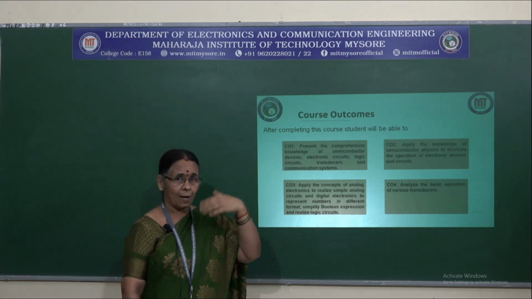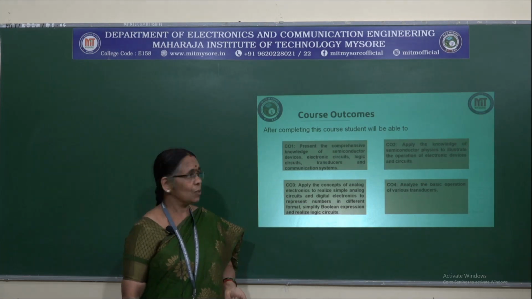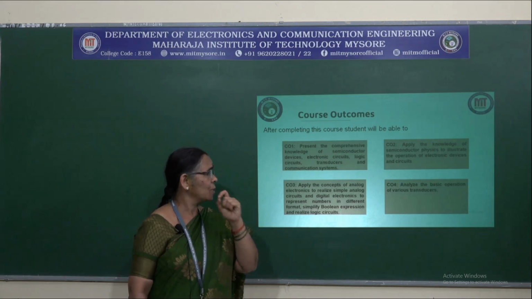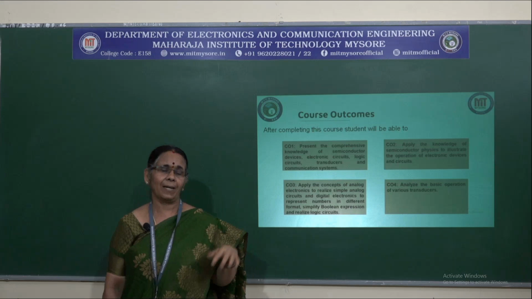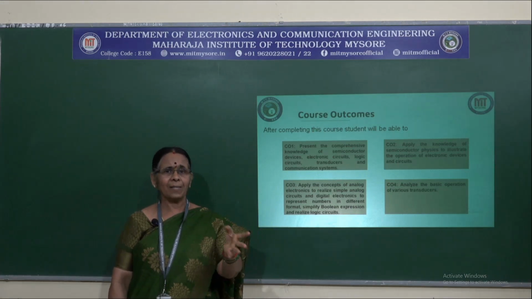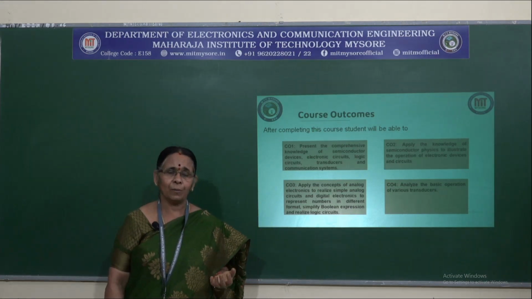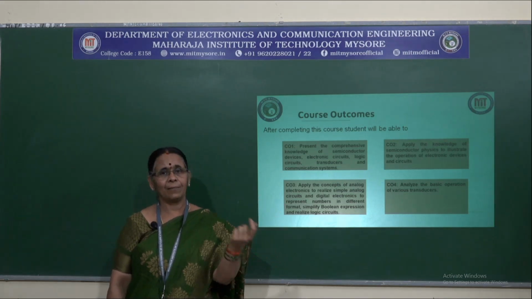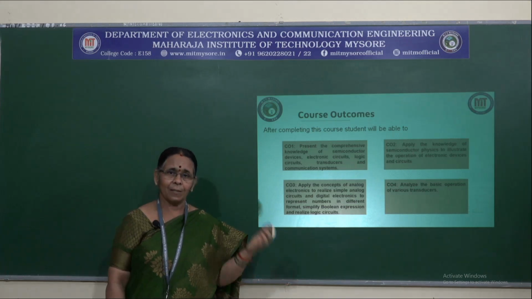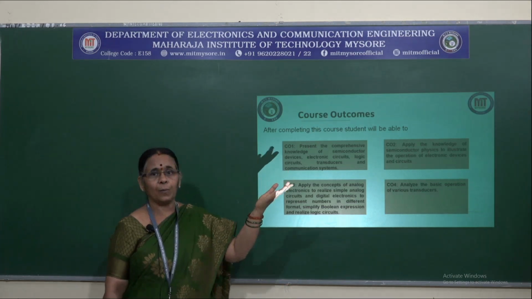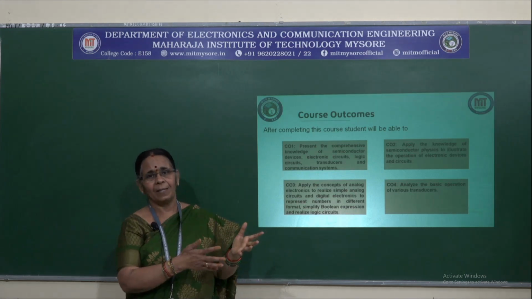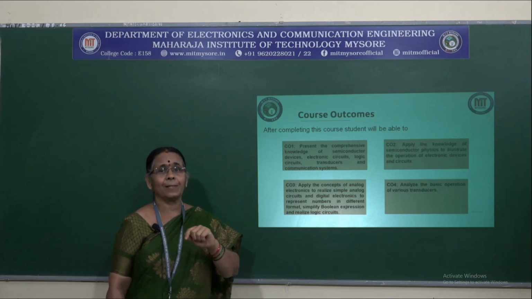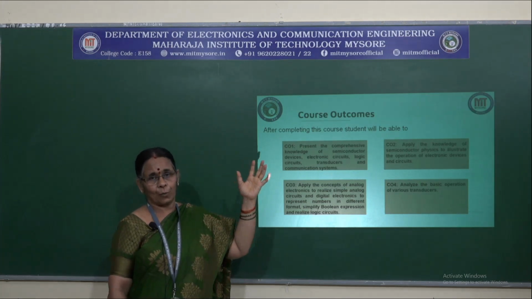Coming to CO2, he should be able to apply the knowledge of semiconductor physics, whatever is done in your PU, or what you are going to study maybe in your UG course, to illustrate the operation of electronic devices and circuits. Electronic devices and circuits comprise everything: diode circuits, rectifier circuits, full wave, bridge rectifier, half wave rectifier, stabilizer circuits, or the operational amplifier circuit. Everything is electronic devices and circuits. So you should be in a position to apply the knowledge of semiconductor physics to analyze all this.